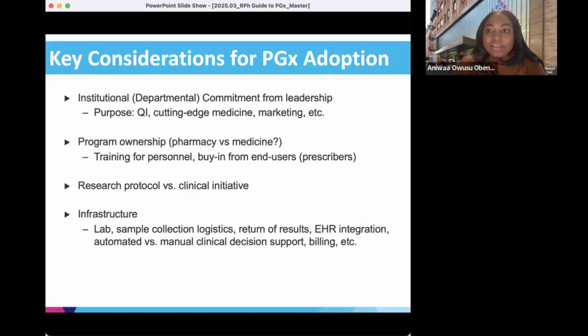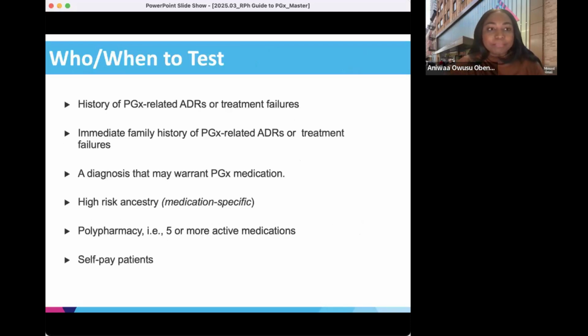And lastly, you have to consider the infrastructure that's in place within your health system. Even if you don't have an internal lab, there are external or commercial labs that you can use, who will collect the sample. For us, we do saliva kits and we mail them to the patient's home. So they collect the samples, they send it back to the lab, we get the results. So you have to also walk through all these processes to ensure that you have the right personnel and expertise to guide you into having a successful program.